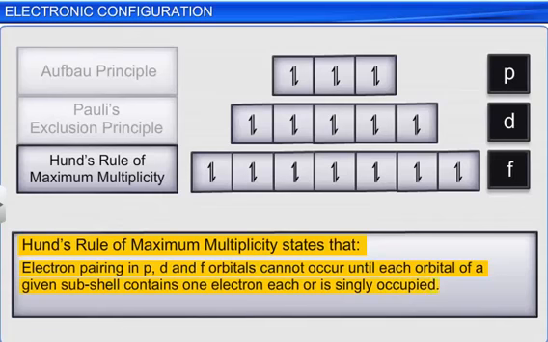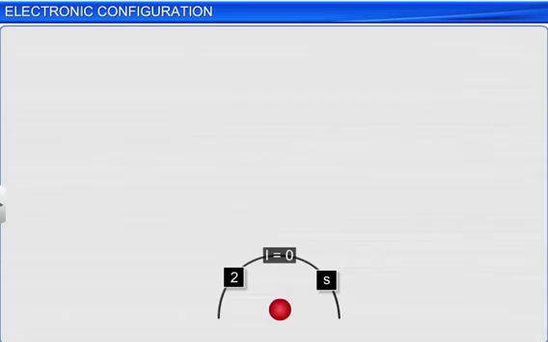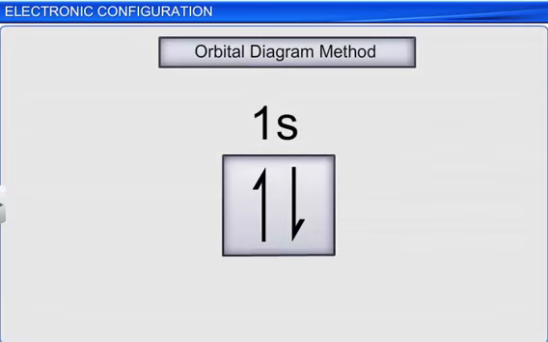We can represent the electronic configuration in two ways. One way is to represent it by the orbital diagram method. In this method, the orbital is represented by a box and an electron is represented by an arrow in it.